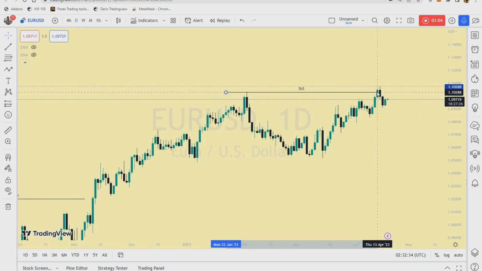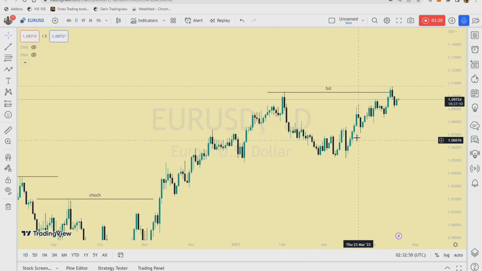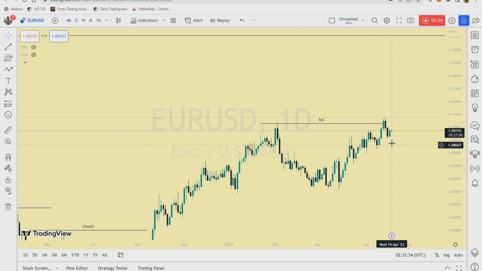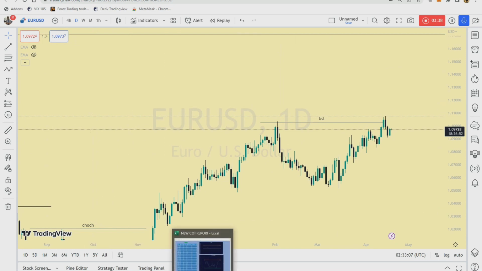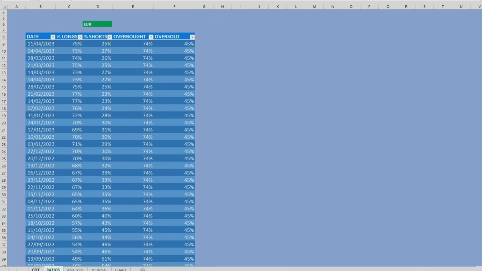So by coming to our daily time frame, you can see that what looks like a patch of buy side liquidity is actually a breakout, because you can see this candle actually closed above the high of this candle. So we can expect a continuation of the bullish trend to the neckline of the M pattern we formed in the weekly chart. So let's go to our COT and see what is happening in the COT report.